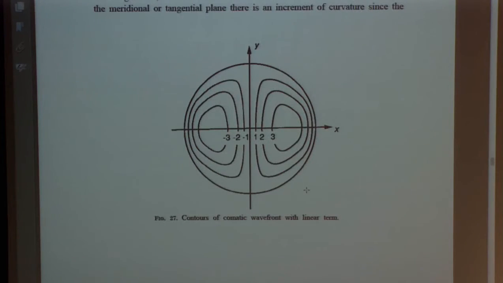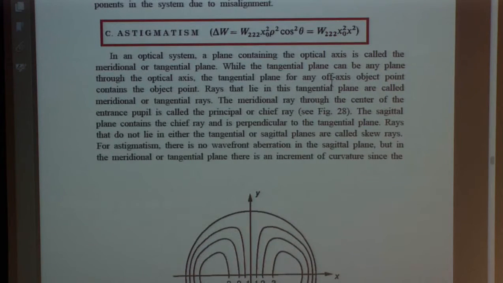Okay, astigmatism. Oh, I guess I have another drawing down here I forgot about. That's just looking at coma when we put in some tilt. And you can play with that on the website and see it pretty easily. How does this change as we put in tilt?